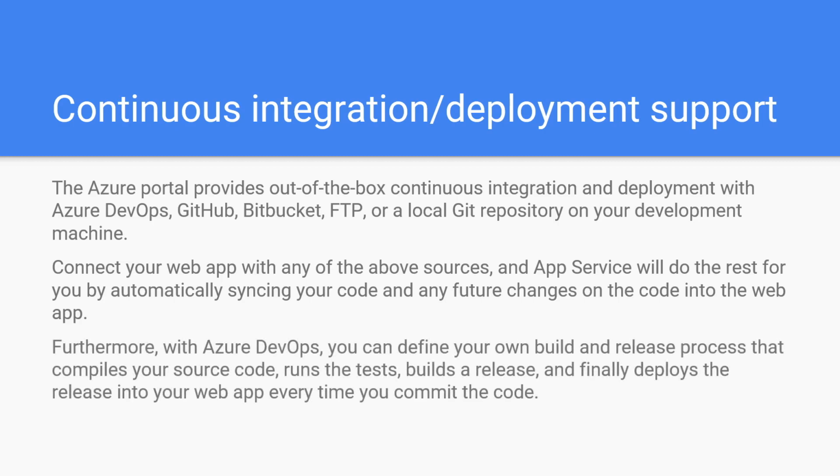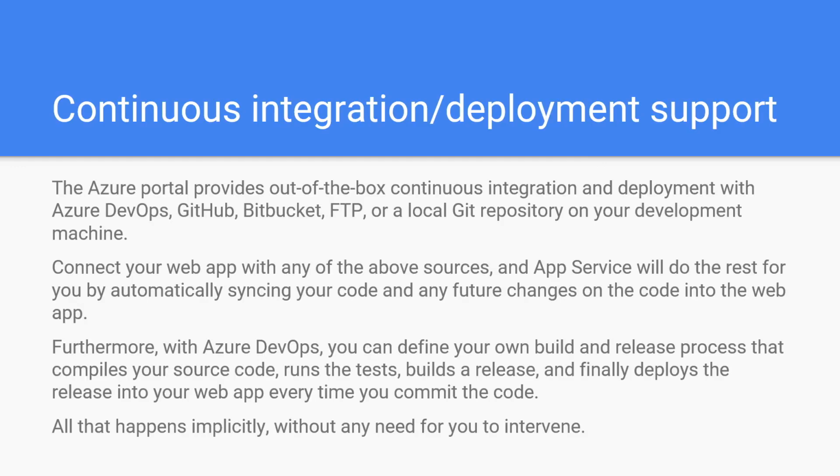Furthermore, with Azure DevOps, you can define your own build and release process that compiles your source code, runs the tests, builds a release, and finally deploys the release into your web app every time you commit the code. All that happens implicitly without any need for you to intervene. You can see that. Again, no worries. We will talk about that in detail in the next lecture.